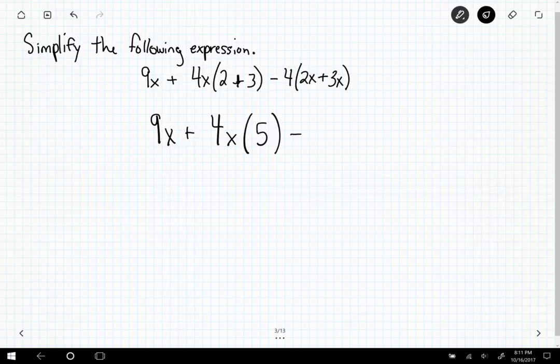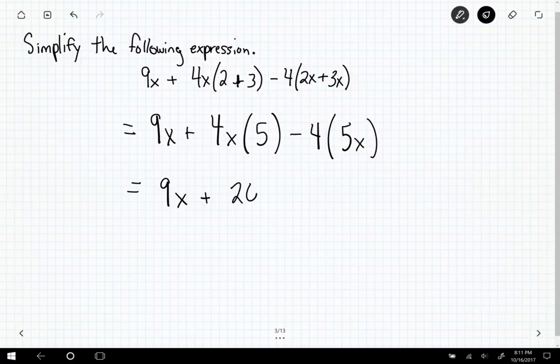Okay, so then we have minus 4 times. Well, we have 2 x's, and then we have another 3 x's. Well, notice that makes 5 x's. Okay, so this is equal to 9x. Now we can multiply this on up. So 5x times 4x makes 20x. Negative 4 times 5x makes negative 20x. Well, notice the 20x's will just cancel because you have a positive 20x and a negative 20x. So those two things just cancel, and we're left with just 9x.